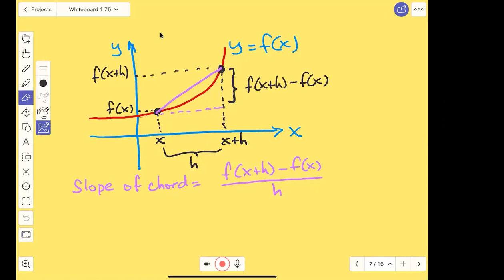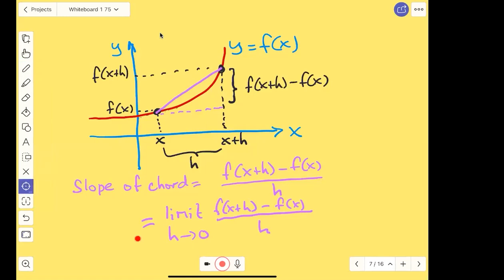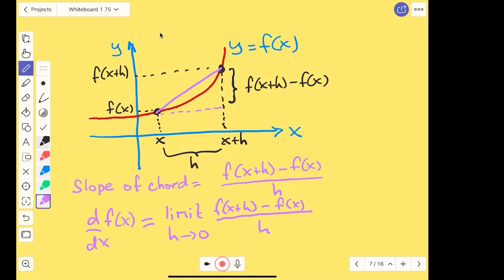And if you remember the idea that we make h smaller and smaller, we bring this point in along the curve, then what we say is we're interested in the limit as h goes to 0 of f of x plus h minus f of x, all divided by h. So we're interested in the limit as h goes to 0. And we have to invent some notation for this limit. And the notation we have is notation that you'll all know very well. It is the derivative of the function.